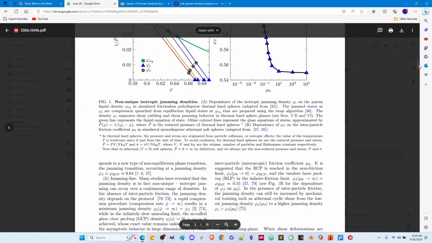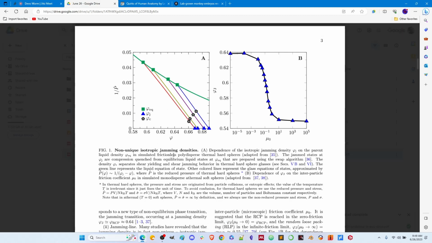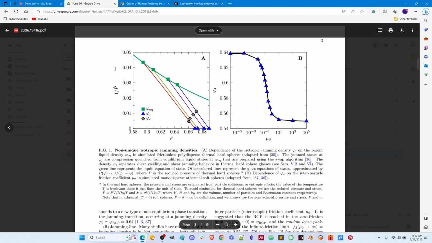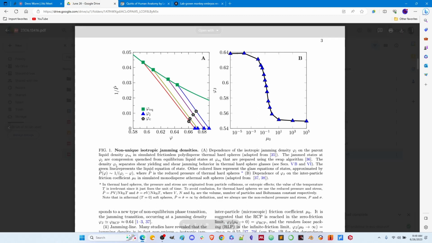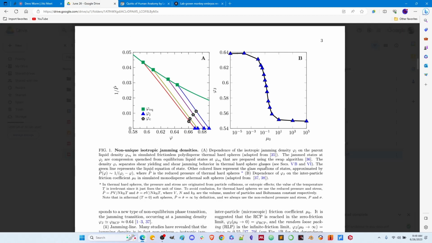So these are the non-unique isotropic jamming densities. This is the jamming density here on this axis, and then they're simulating this in frictionless polydisperse thermal hard spheres in A. The jam states at the value J are compression quenched from equilibrium liquid states at EQ that are prepared using the swap algorithm. The density separates shear yielding and shear jamming behaviors in thermal hard sphere glasses.